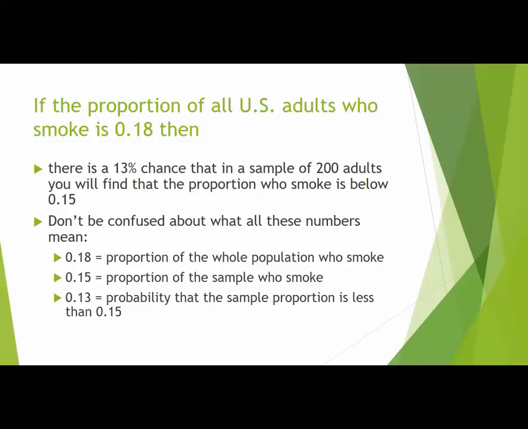And don't let all these proportions and decimals confuse you. Make sure you know what they mean. 0.18, that's the proportion of the whole population who smokes. 0.15 is the proportion of the sample, the particular proportion we're interested in. And the 0.13 is the probability that the sample proportion we would get is less than 0.15. So if we were to sample 200 adults, there would be a 13% chance that 0.15 of them or less are smokers. Let's look at one more example.